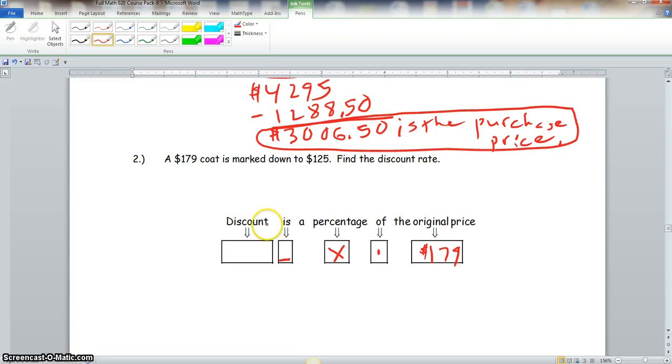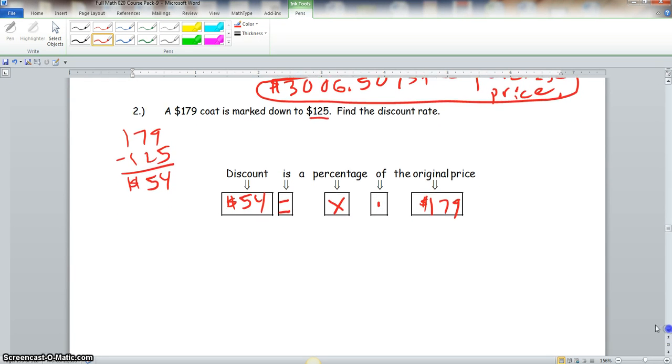Now here's the problem. We need to know the discount. The discount is not $125. The discount is the $179 minus $125, so this will give you $54. So your discount is $54. And the reason why it's $54 is because the price was marked down to $125. It did not say that you were discounted $125.